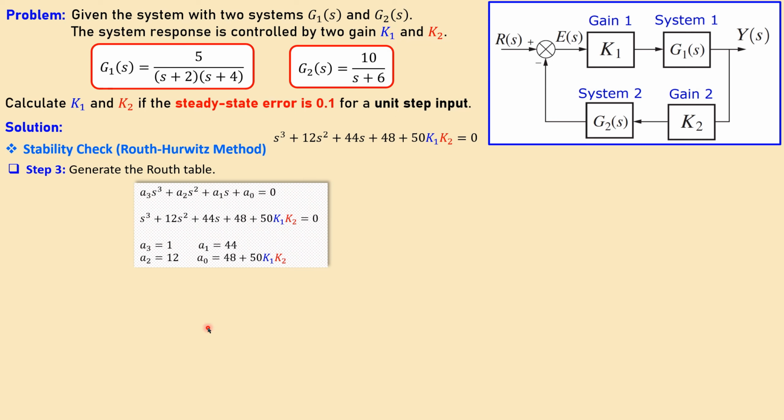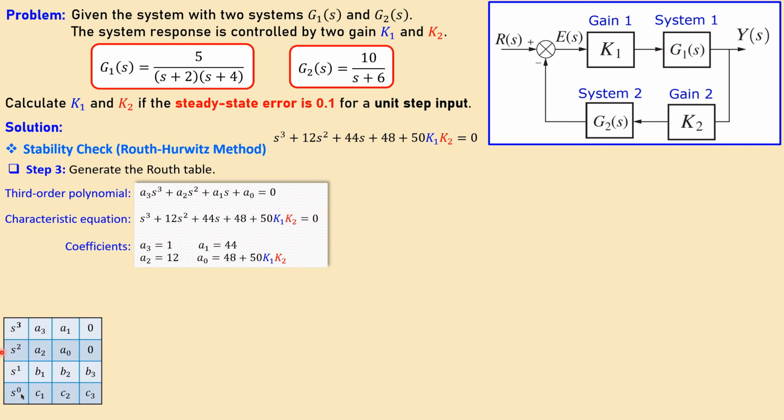What do we do with this information? This is a third order polynomial, the characteristic equation, and these are the coefficients. Now we need to set up the Routh table. This is the Routh table for our third order system. You can see the A3, A2, A1, and A0, and also others, so B1, etc., and C1, etc. So we need to calculate all of these and also substitute the values we have here.